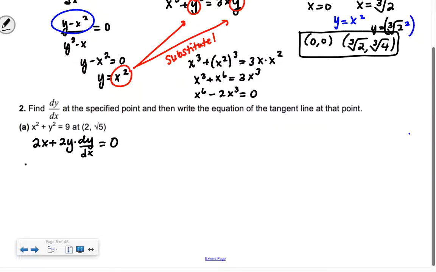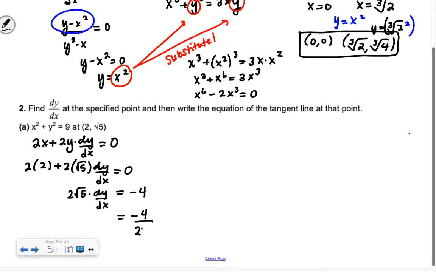All right, now we plug in 2. So we're going to have 2 times 2, and we're going to plug in root 5 for y. We're going to subtract the 2 times 2 over, so I get negative 4. I divide by 2 root 5, so I have negative 4 over 2 root 5. Okay, I probably wouldn't leave it like that. I'd reduce it a little bit. Divide by 2. So negative 2 over root 5. You can leave it like that, or if you were feeling fancy and you wanted to rationalize, you could. Do you need to for the AP test? Nope. Once you're in calc, we don't care. You can leave it as a square root on the bottom.